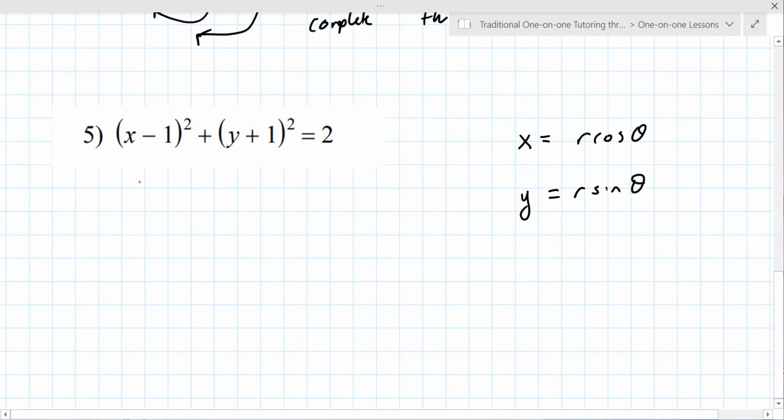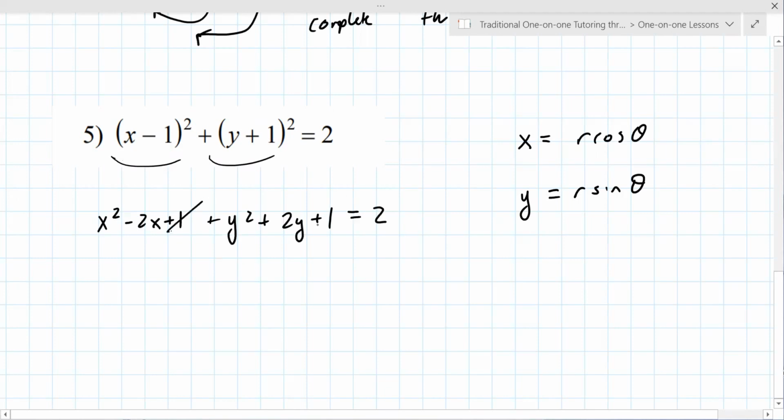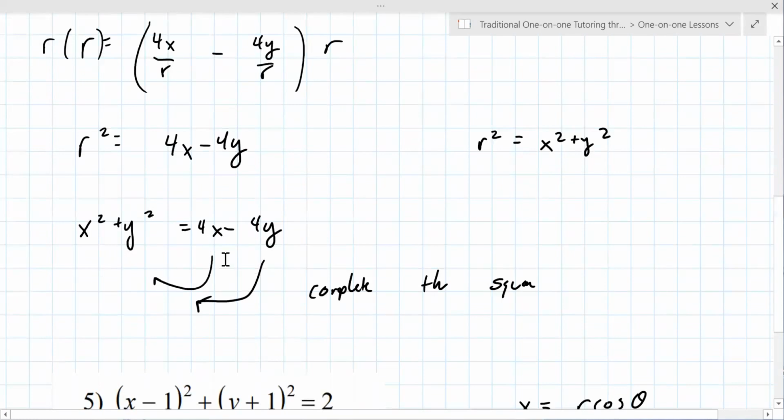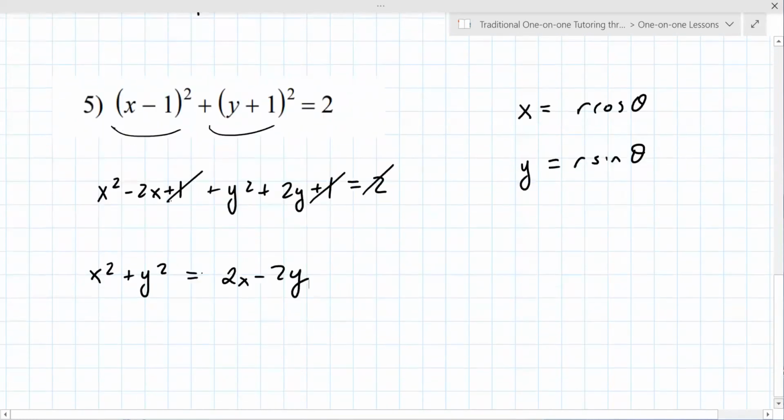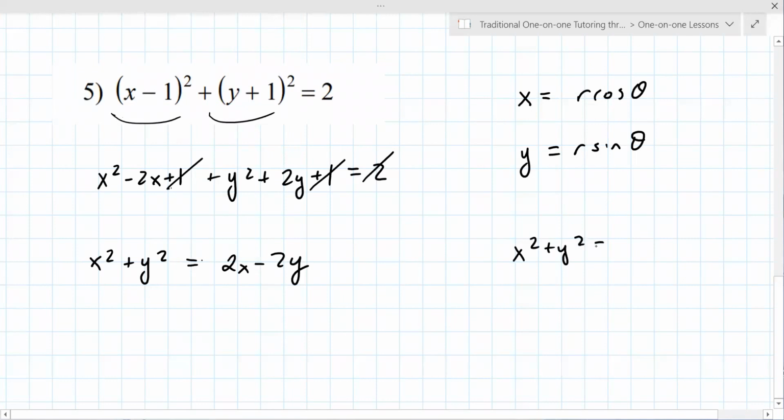You could also expand these. I mean, that's okay too. So like x squared minus 2x plus 1 plus y squared plus 2y plus 1 equals 2. The ones cancel with the 2. And then you have this x squared plus y squared. And if you move some things over, you get 2x minus 2y. And now it actually looks a lot like the previous one that we were doing. So the x squared plus y squared is r squared.